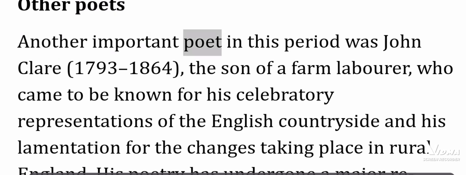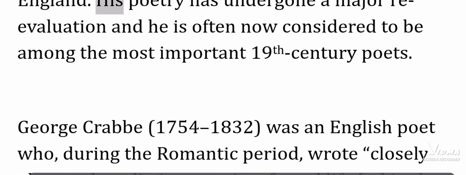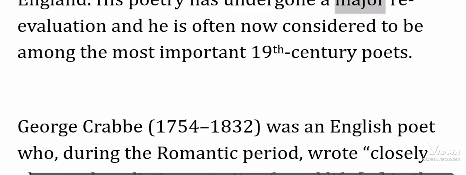Another important poet in this period was John Clare, 1793 to 1864, the son of a farm laborer, who came to be known for his celebratory representations of the English countryside and his lamentation for the changes taking place in rural England. His poetry has undergone a major re-evaluation, and he is often now considered to be among the most important 19th century poets.